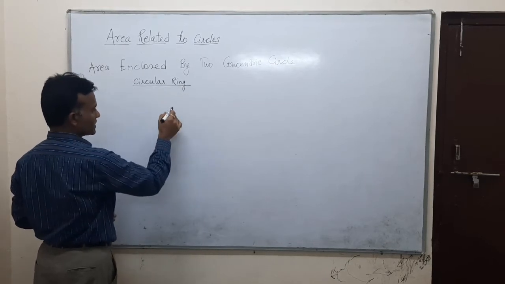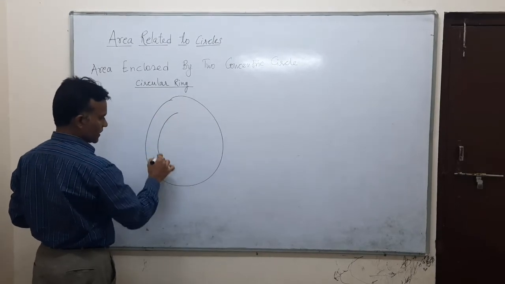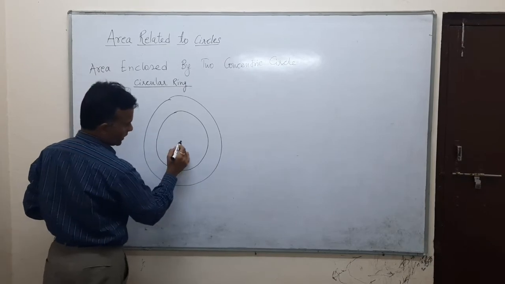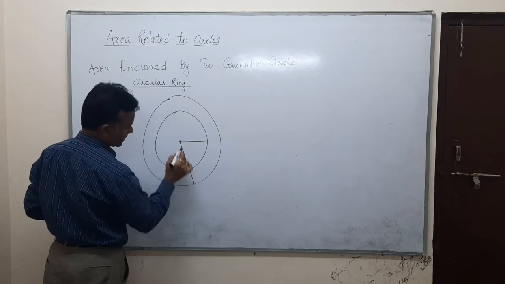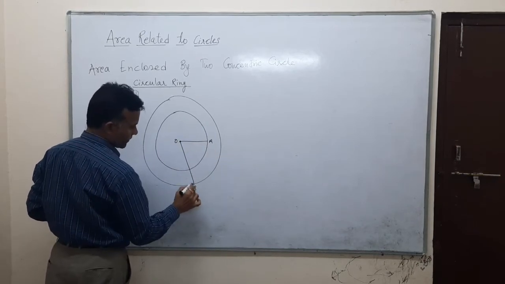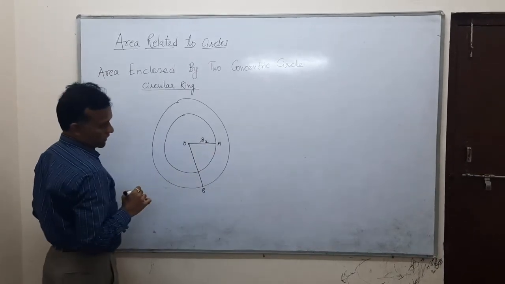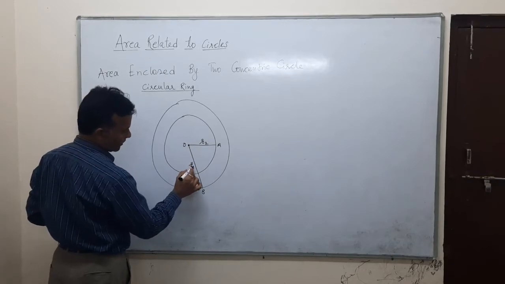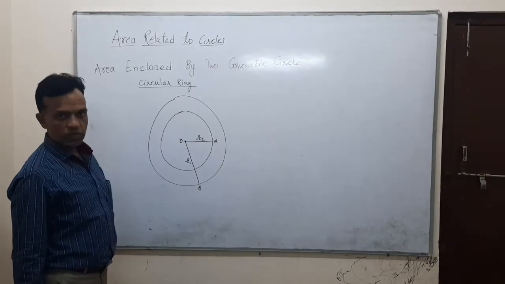Circular ring means you have a circle inside another circle, but their center is common. Now you have the inside and the outside. There are two radii, OA and OB. The inner circle radius is R2 and the outer circle radius is R1. R1 means the outer circle and R2 is the inner circle.